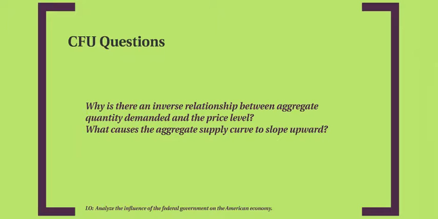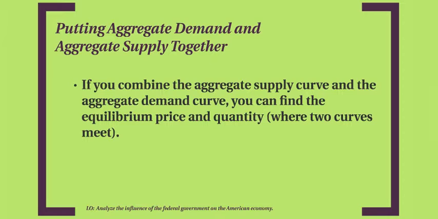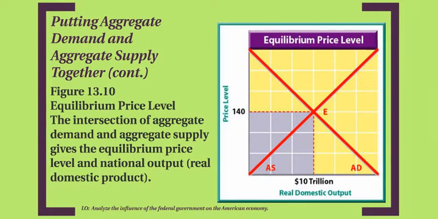Why is there an inverse relationship between aggregate quantity demanded and the price level? What causes the aggregate supply curve to slope upward? Putting aggregate demand and aggregate supply together: if you combine the aggregate supply curve and the aggregate demand curve, you can find the equilibrium price and quantity where the two curves meet, just like we saw before with the individual supply curve or demand curve.